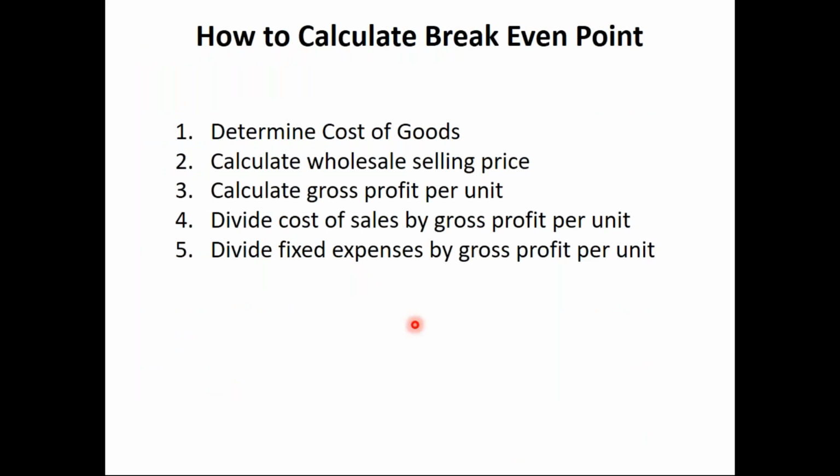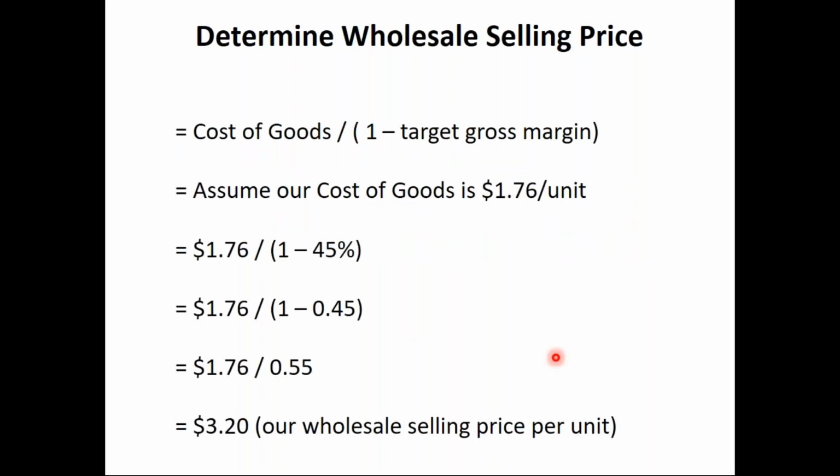In terms of calculating the break-even point, we determine our cost of goods, we determine a wholesale selling price, we figure out the gross profit per unit, and then we can just divide the cost of sales and other fixed expenses by the gross profit per unit.